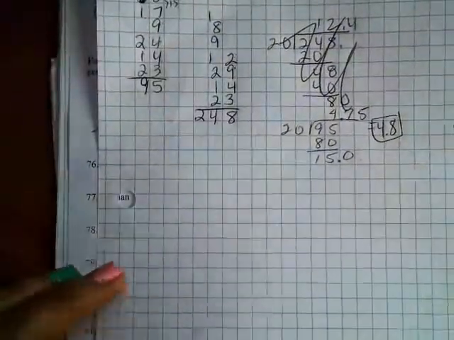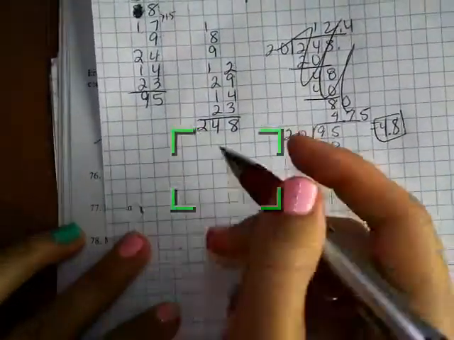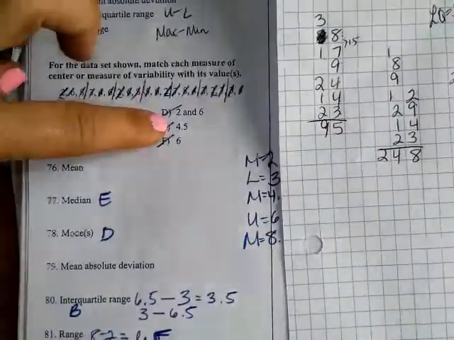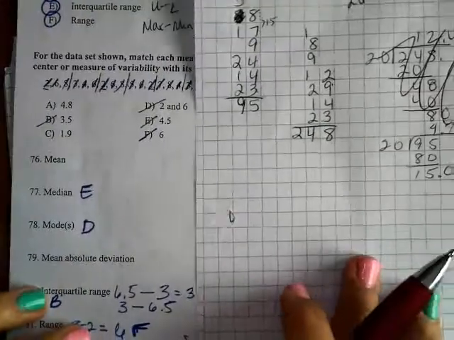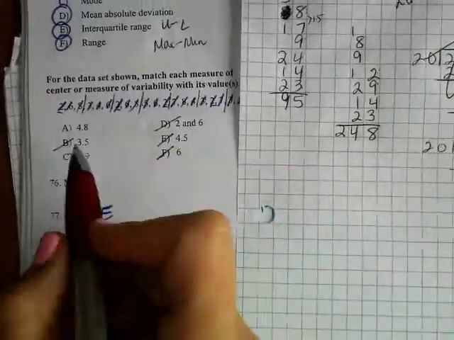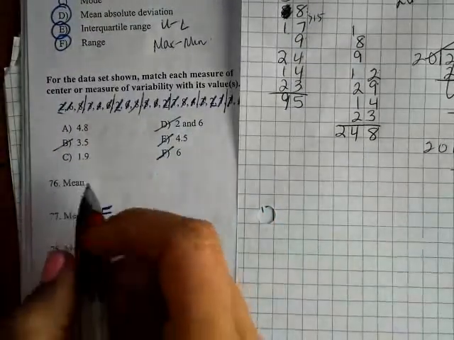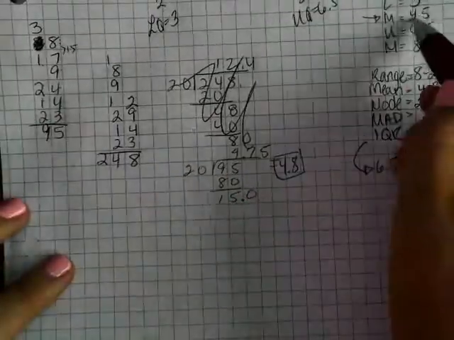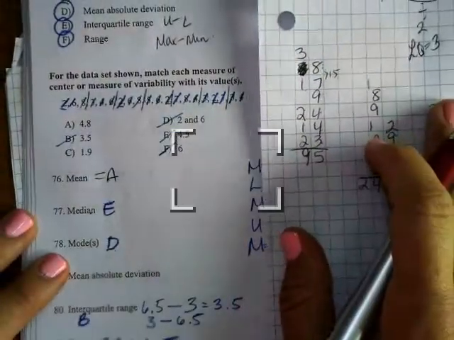All right, so using our data points now, we can do process of elimination. Yes, we can. That way we don't have to figure out, well, we do have to figure out the MAD. This becomes A. The median we said is 4.5, which is E. The mode is 8.